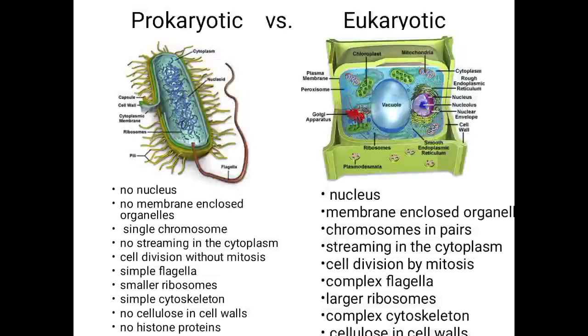And prokaryotic cells exhibit simple flagella. Flagella are structures involved in the movement of the cells, the locomotion of the cells. They contain simple flagella for locomotion, but in eukaryotic cells, they contain complex flagella. Smaller ribosomes in the prokaryotic cell. You can see smaller ribosomes, but in the eukaryotic cell, large complex ribosomes will be present.